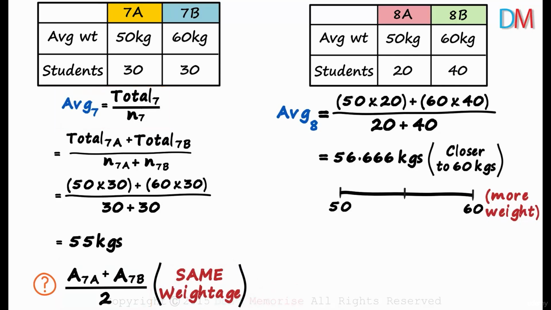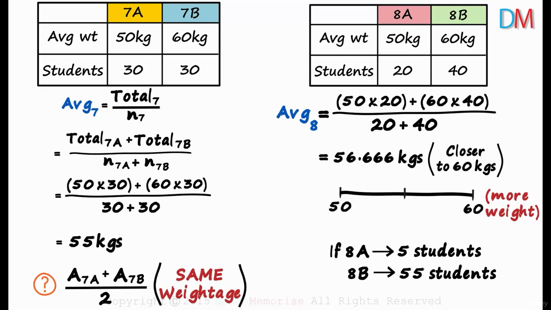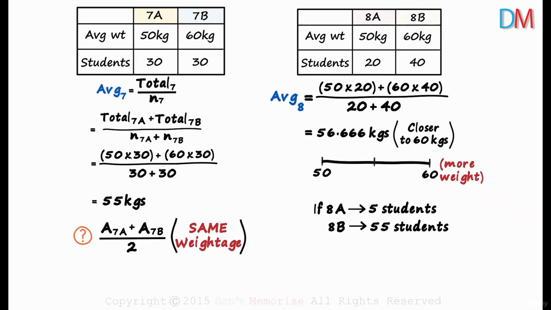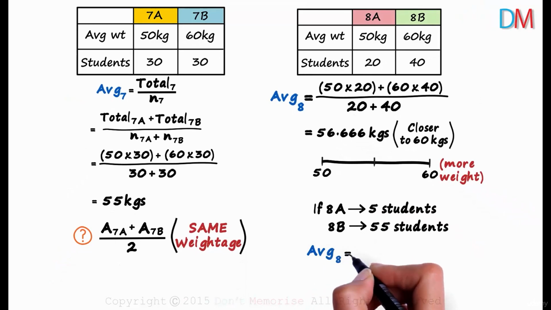Here's another scenario. In this example, what would be the average of class 8 if class 8A had just 5 students and class 8B had 55 students? The average weights of 8A and 8B are the same, just the number of students that have changed. What would be the average of class 8 then? Pause the video and try to find the average this time.